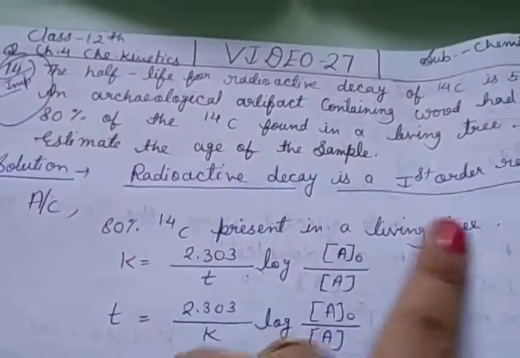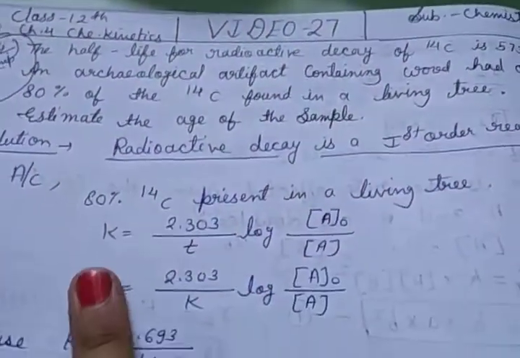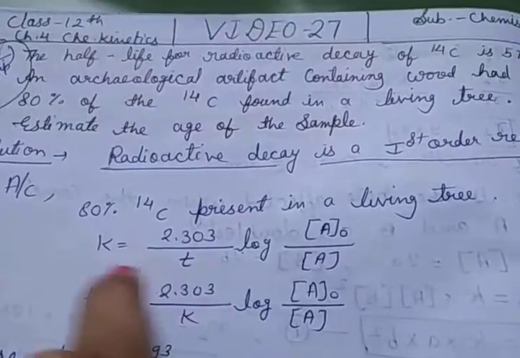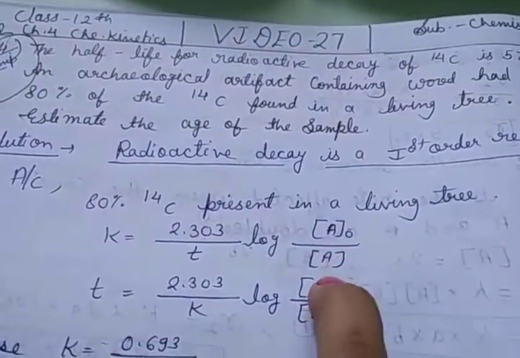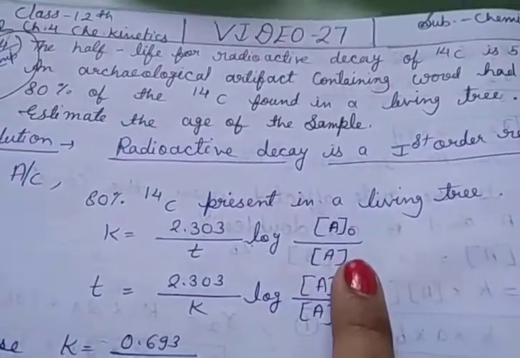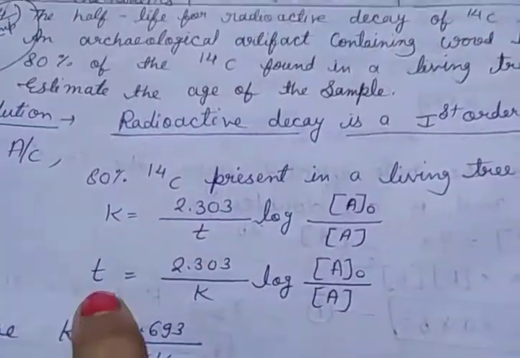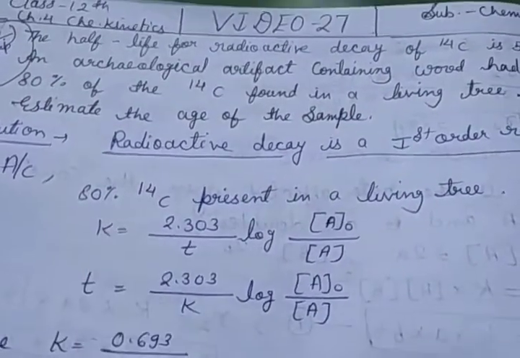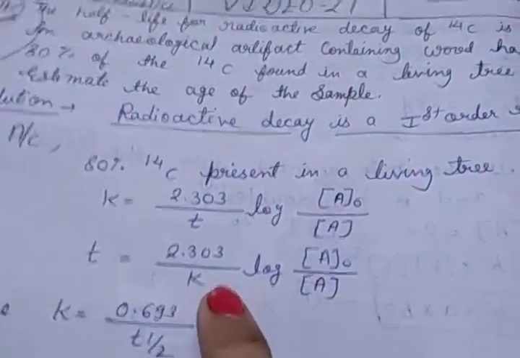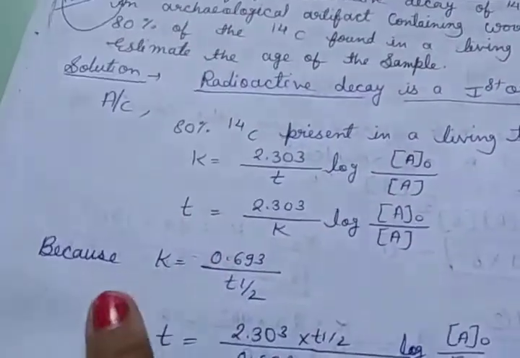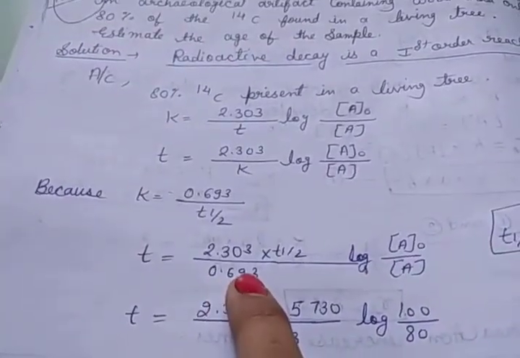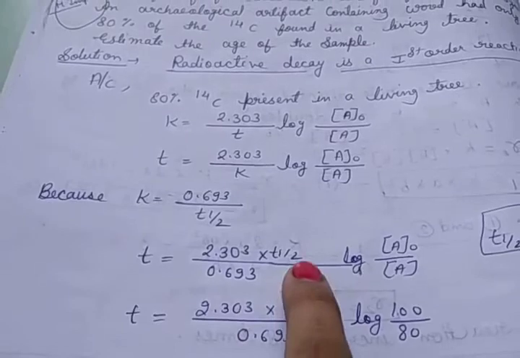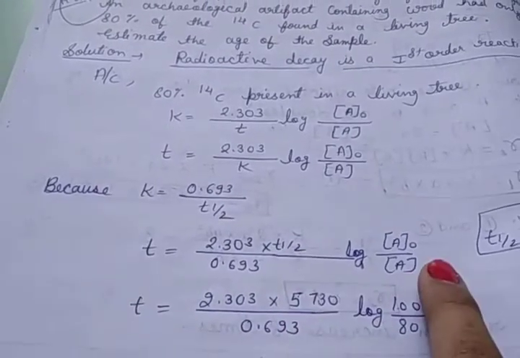Radioactive decay is a first order reaction, so we have to apply the formula. First order: K is equal to 2.303 divide T log A naught upon A, the initial concentration divided by the final concentration. We have to find time, so T goes outside and K goes to the inner side: T is 2.303 divide K log A naught upon A. Because K is given as 0.693 divide T half, put the value here: 2.303 divide K value, 0.693 upon T half, log A naught upon A.